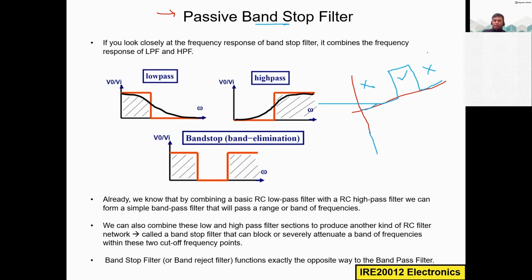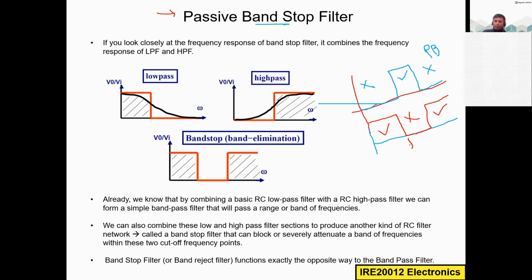So this is the band pass filter response. The band stop filter, it's totally the opposite. So we are blocking only a certain band and passing the rest of the frequencies. So here we are stopping this one and passing the rest of the frequencies. So this is called a band stop filter.